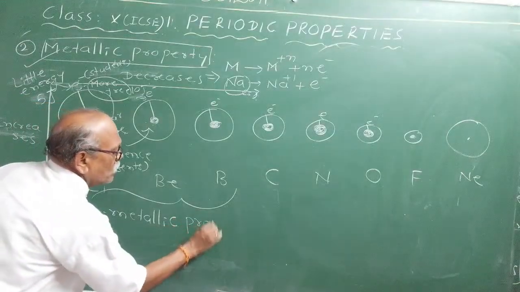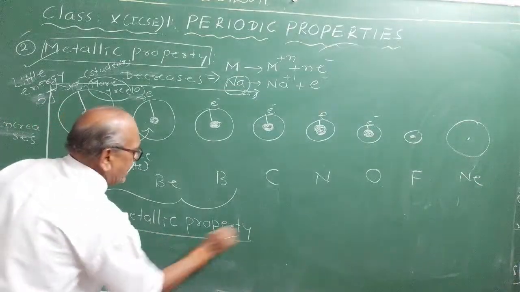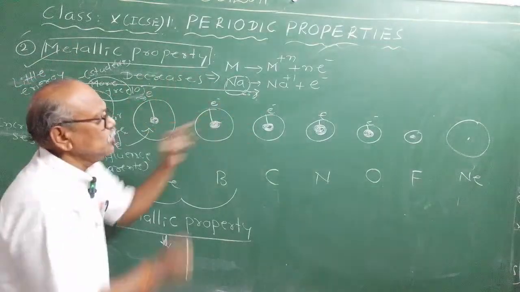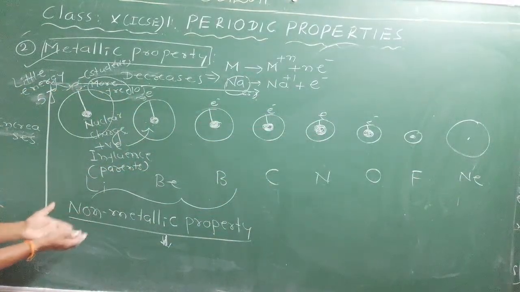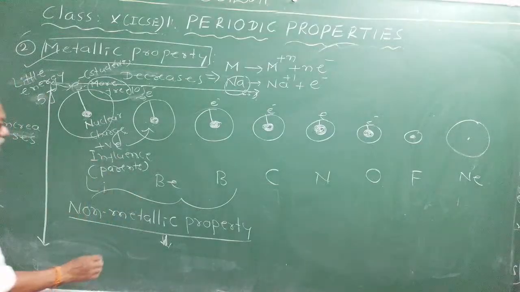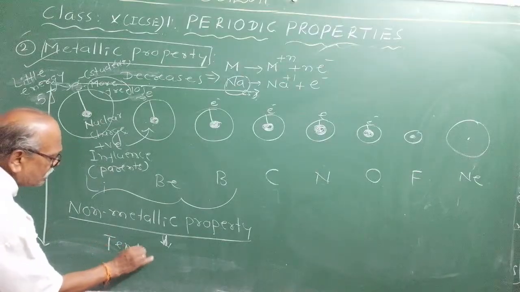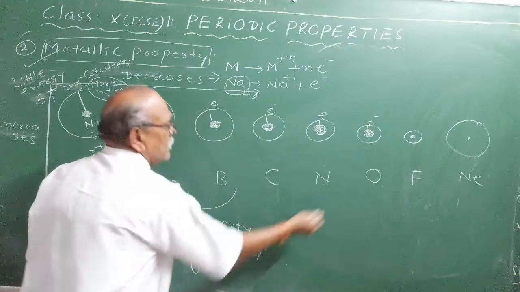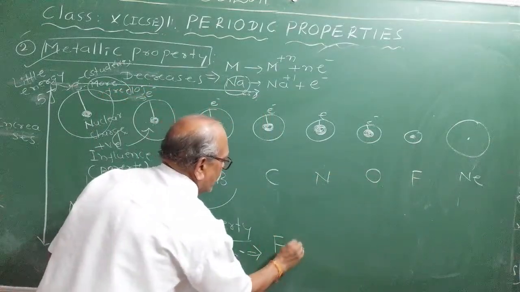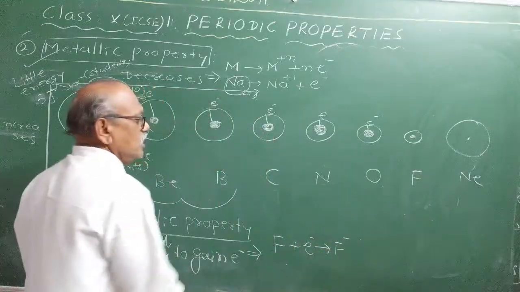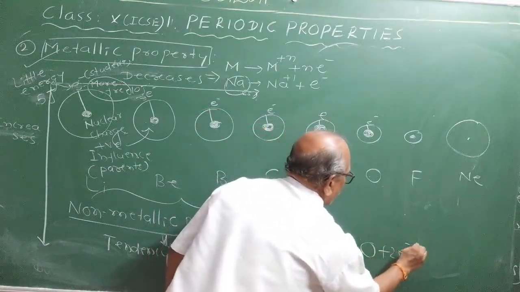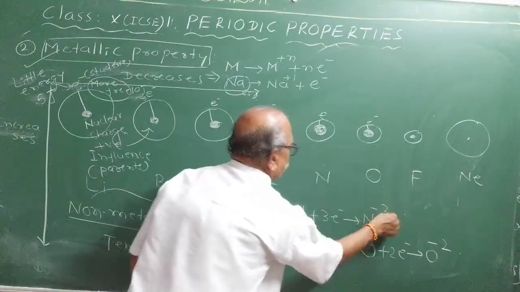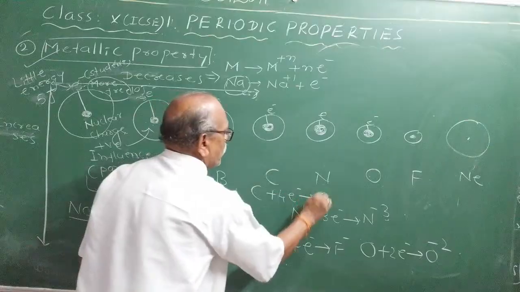Non-metallic property. Observe here, non-metallic property means tendency to gain electrons. That means these are givers of electrons, donors of electrons. But these non-metals are acceptors of electrons. They have a tendency to gain electrons. For example, if you take the non-metal here, fluorine, right? Fluorine can gain one electron and form a fluoride ion. Oxygen gains 2 electrons and forms an oxide ion. Nitrogen gains 3 electrons and forms a nitride ion. Carbon can gain 4 electrons and form a carbide ion.